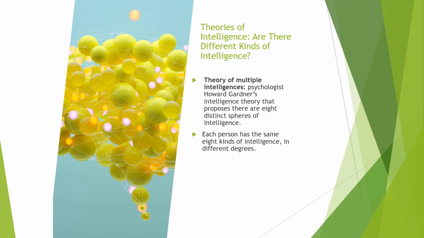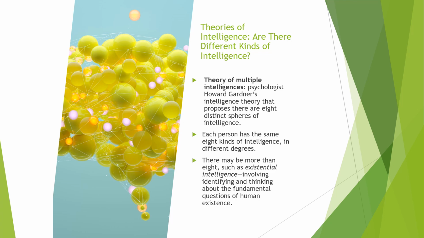So we all have these 8 intelligences. However, I may be high in bodily kinesthetic. However, you may be high in interpersonal intelligence, and I may not, right? So Gardner believed that we have these 8 different subsets or 8 different types of intelligence that everyone has. However, some people are stronger in one than the other.